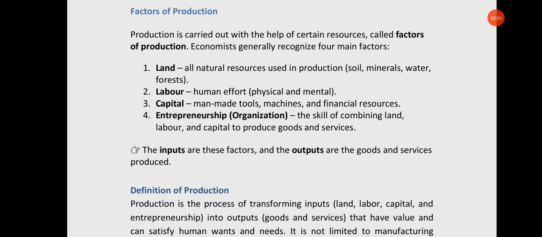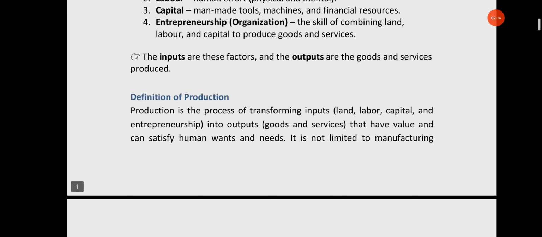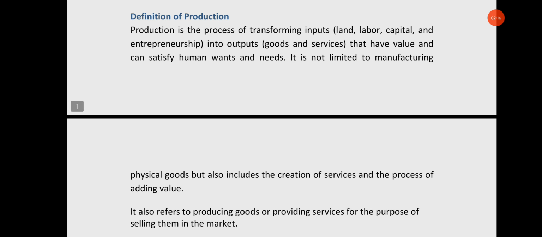So these are the four factors of production: one, land; two, labor; three, capital; and four, entrepreneurship. The inputs are these factors, and the outputs are the goods and services produced. Definition of production. Production is the process of transforming inputs, land, labor, capital, and entrepreneurship, to outputs, goods and services that have value and can satisfy human wants and needs.